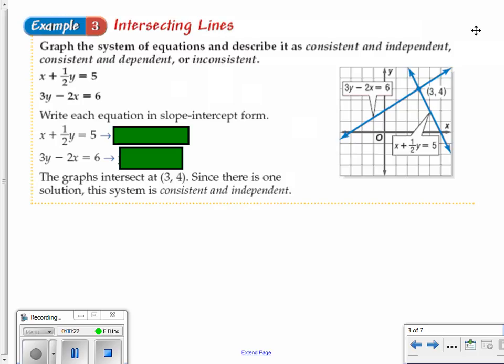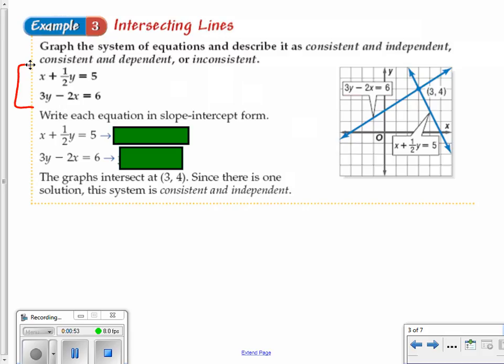So for example 3, we're going to be looking at a situation where you have intersecting lines. In this case, our prompt is to graph the system of equations and describe it as consistent and independent, consistent and dependent, or inconsistent. Again, we went over those classifications in the last video. So here is our system. Again, we have two equations. Each one has the variables x and y.